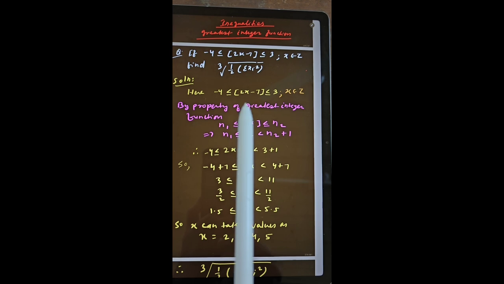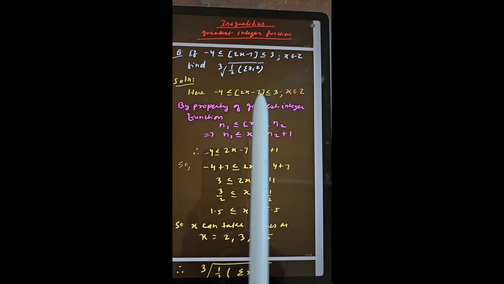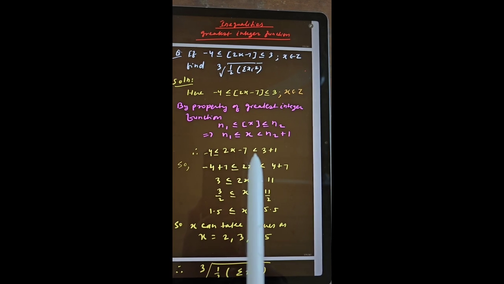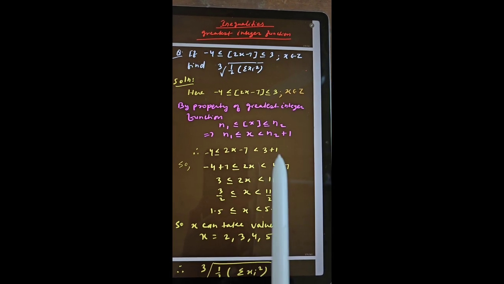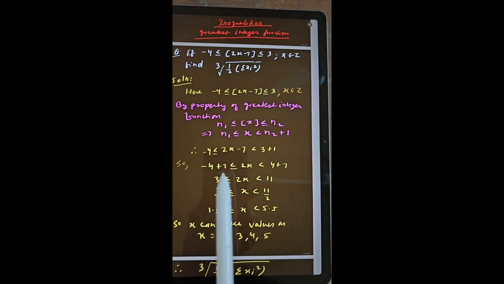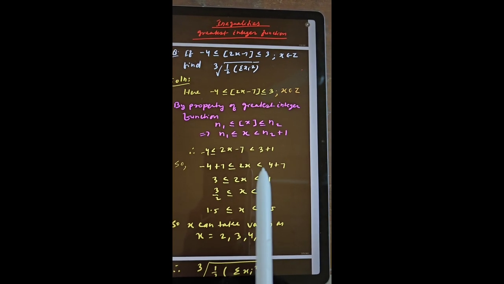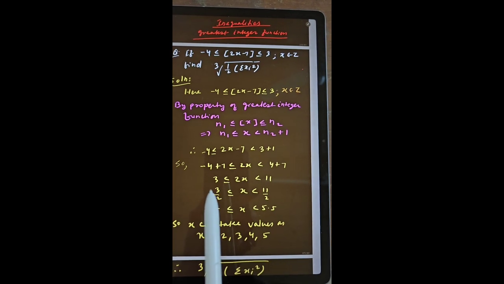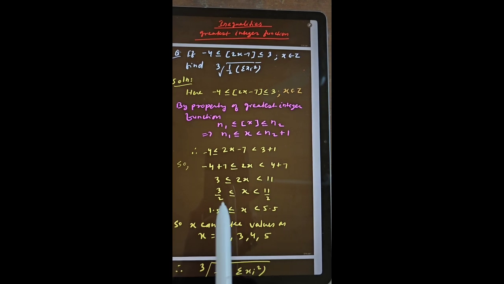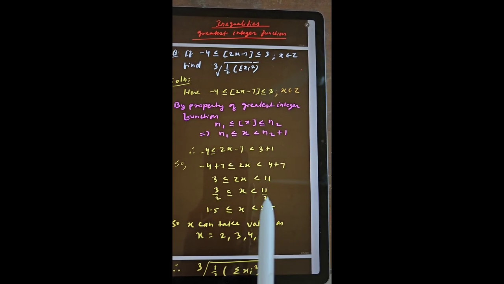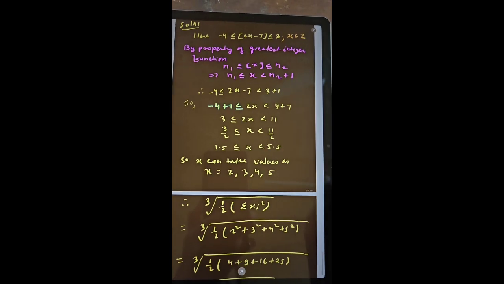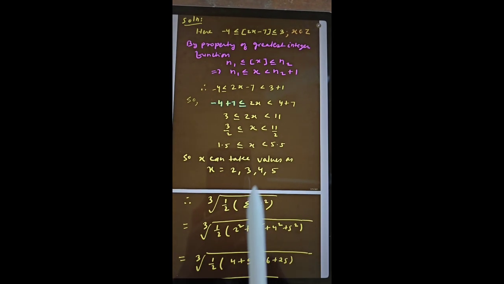So we will utilize this property on the greatest number function of 2x minus 7. So only this 2x minus 7 will be greater or equal to minus 4 and less than 3 plus 1, so this will become 4. Now we will add 7 throughout. Minus 4 plus 7 is 3, and 4 plus 7 is 11. So 3 less equal to 2x less than 11, dividing by 2, 3/2 less equal to x less than 11/2. So you are getting 1.5 less equal to x and less than 5.5.